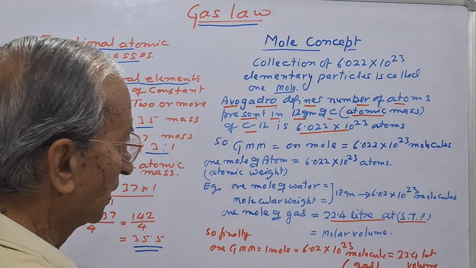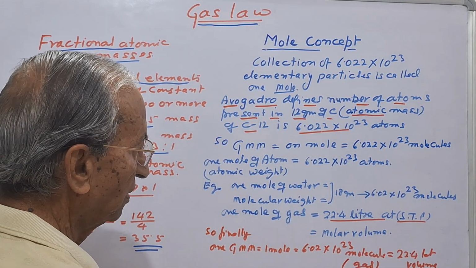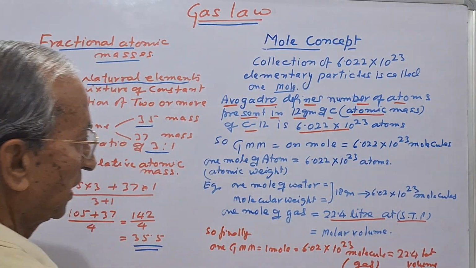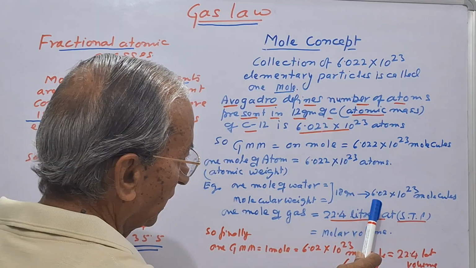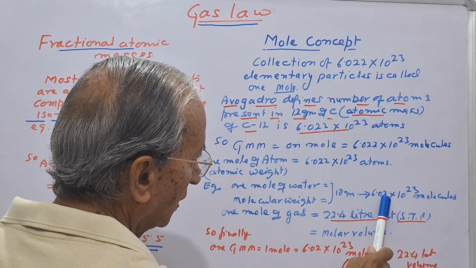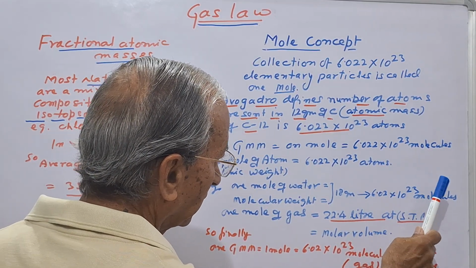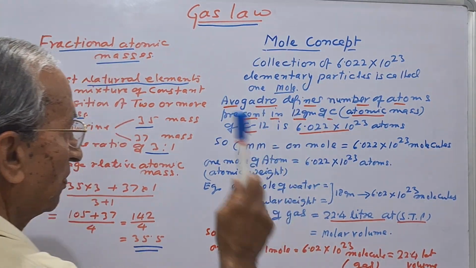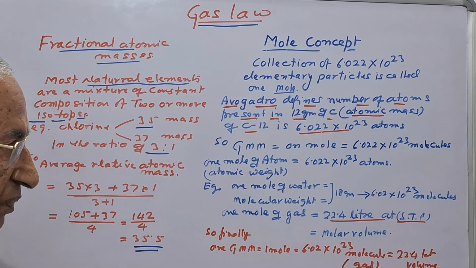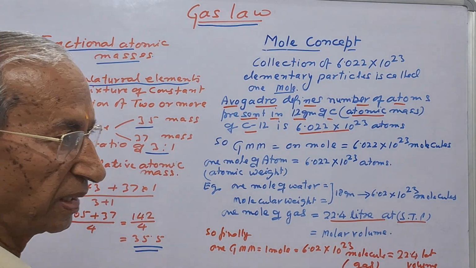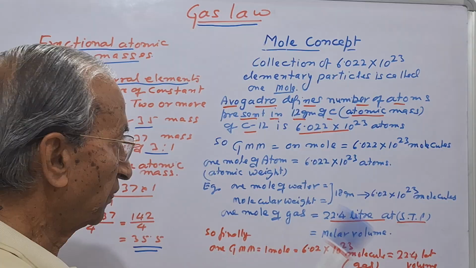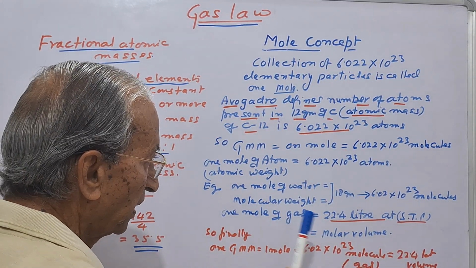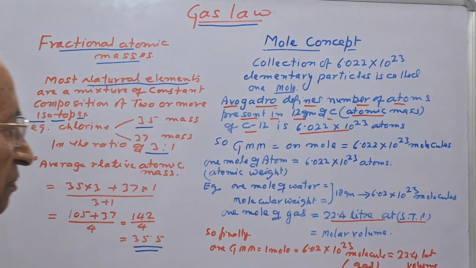If we take example of the 1 mole of water, its molecular weight is 18 gram, then 18 gram of the water will contain 6.022 10 to the power 23 molecules. So this is the mole concept. So simply mole concept means a mole. It may be an atom or the molecule. If it is atomic weight, then it will be the number of the atoms, and if it is the molecular weight, it will contain the molecules.